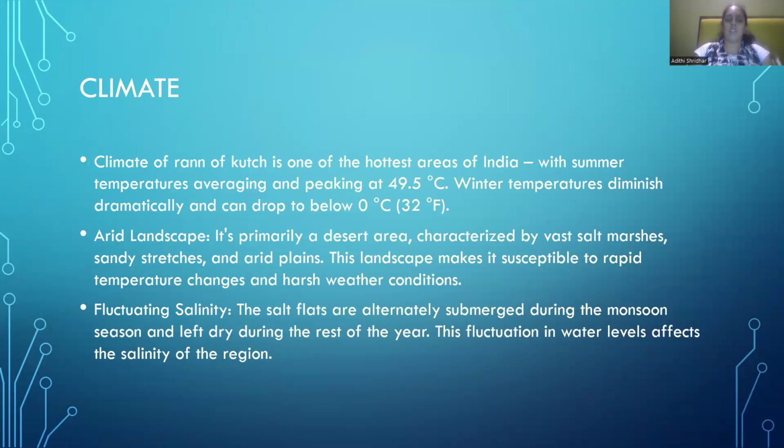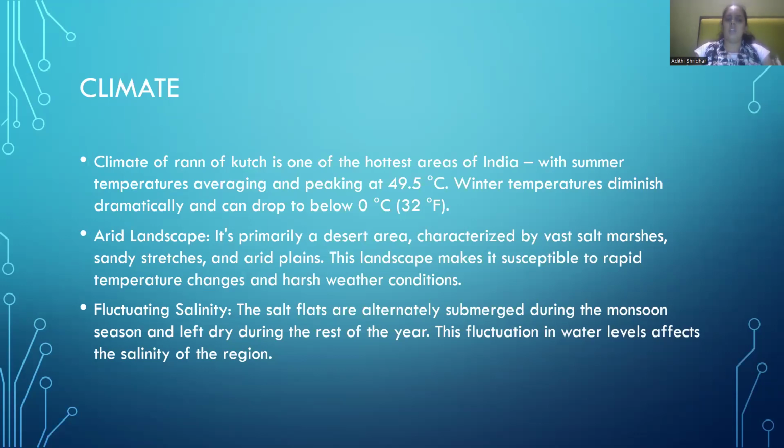Arid landscape. Primarily a desert area characterized by vast salt marshes, sandy stretches, and arid plains. This landscape makes it susceptible to rapid temperature changes and harsh weather conditions.